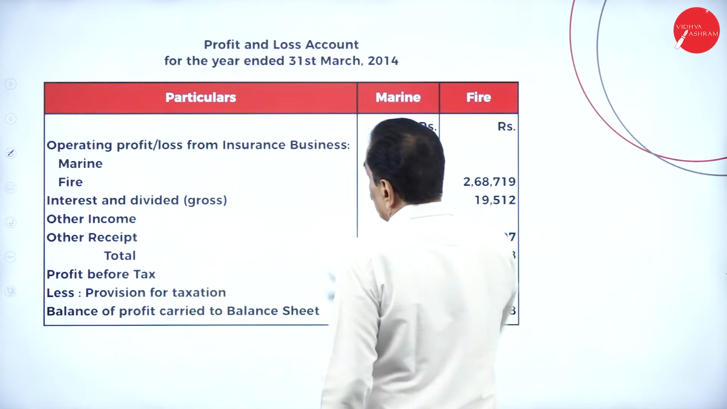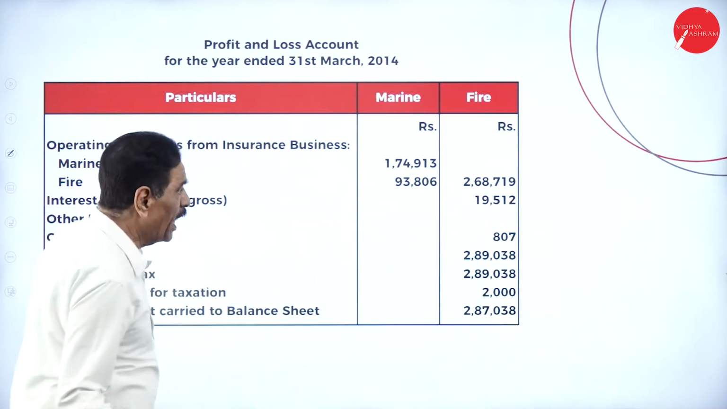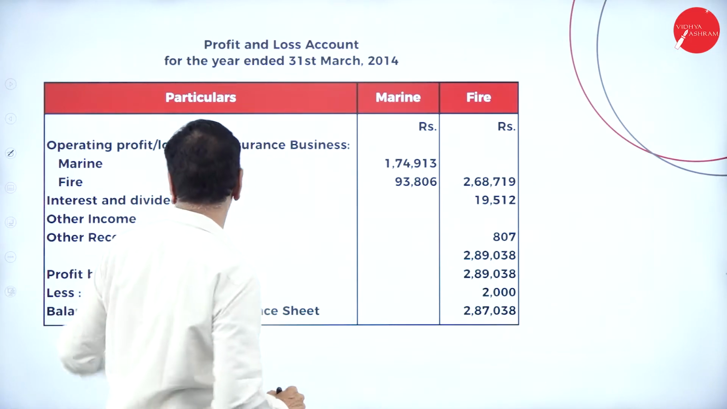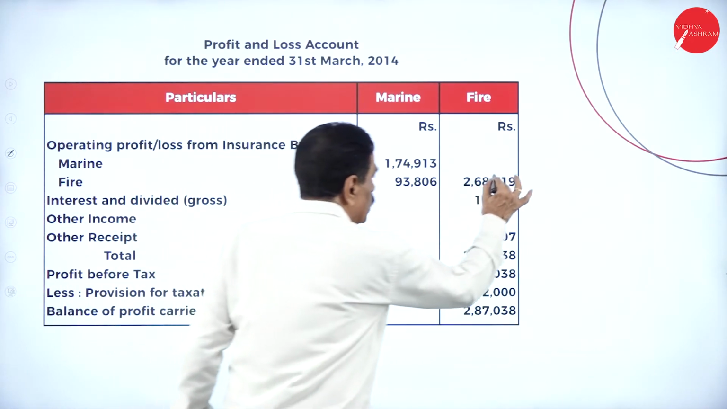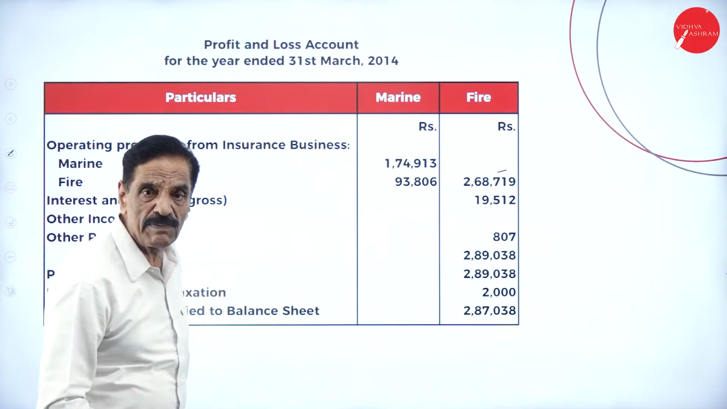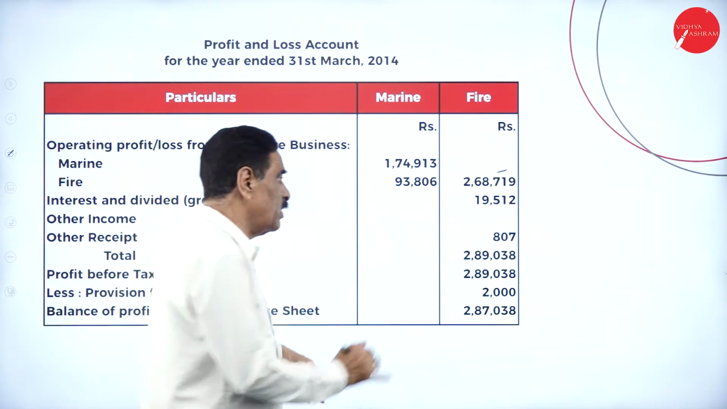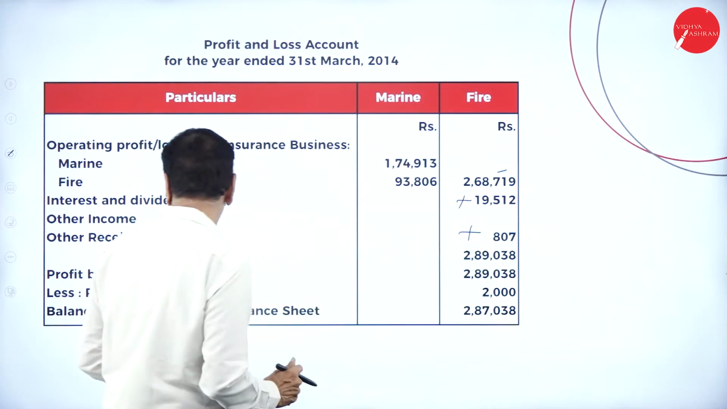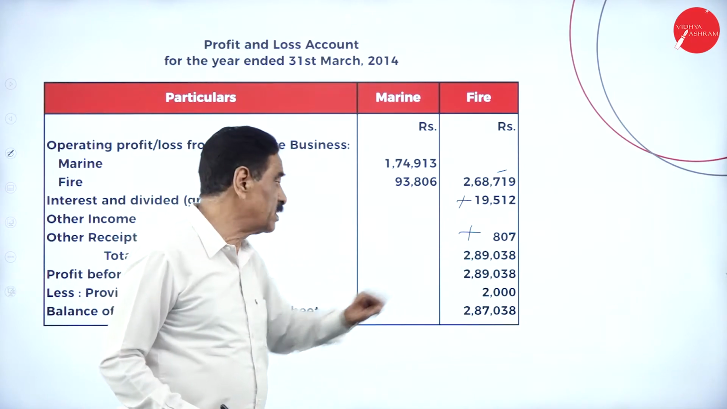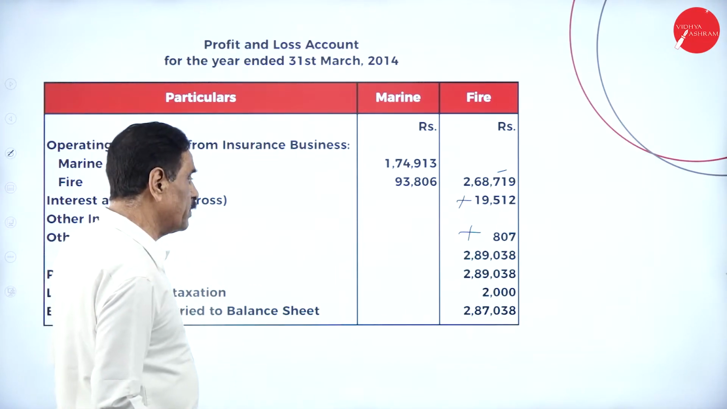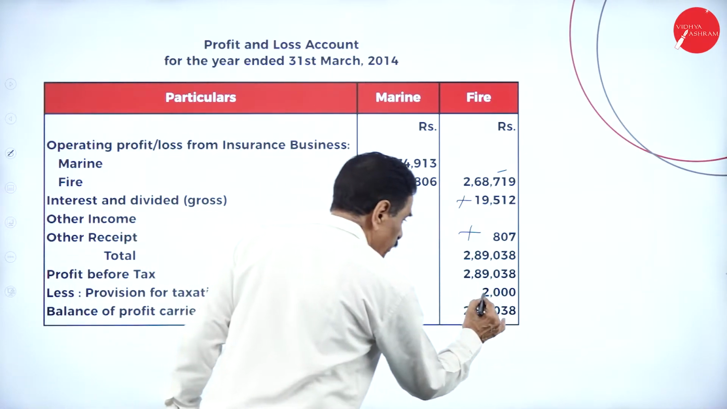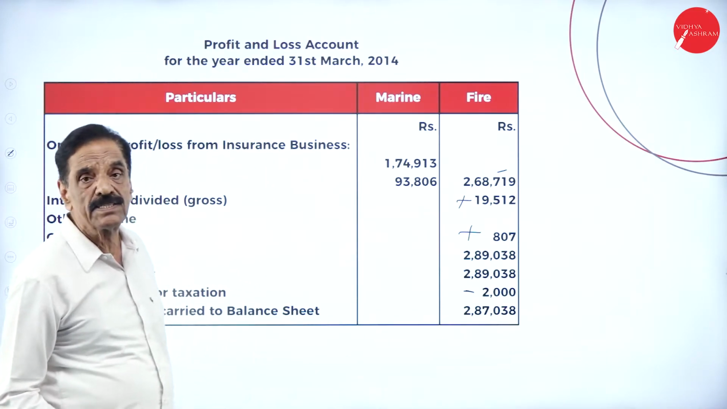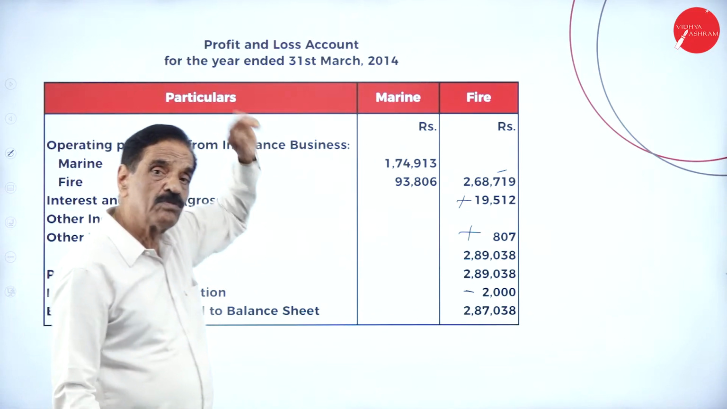Now, then they ask for the profit and loss account. As per the fire and marine insurance, the incomes are in case of marine 1,74,000, in case of fire 95. The total income is 2,68,719. Add interest and dividend, other income, other receipts. The total will come to 2,89,038. In that, profit before taxation, the provision for this from the adjustment should be deducted. The balance carried forward is 2,87,038. That goes to the balance sheet.